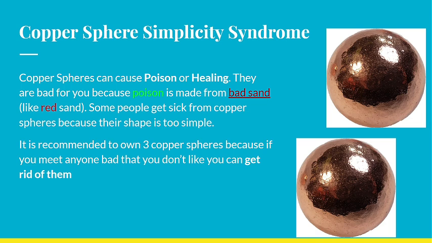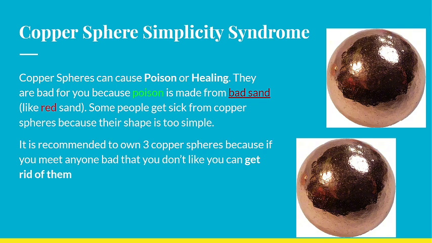Because copper spheres are just a sphere. They are perfectly spherical, and that is not good because complex shapes are the shapes on which your body and the world is based. Now you can go ahead, Mike.